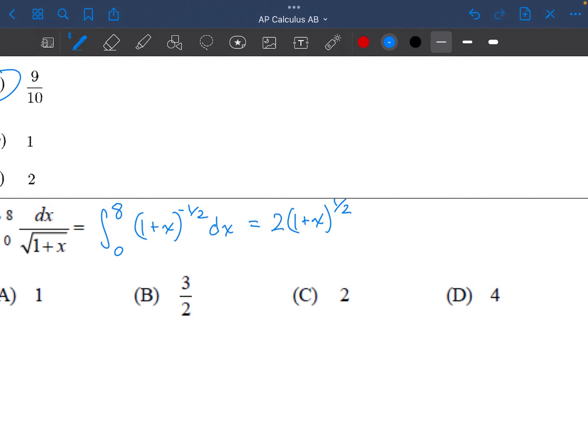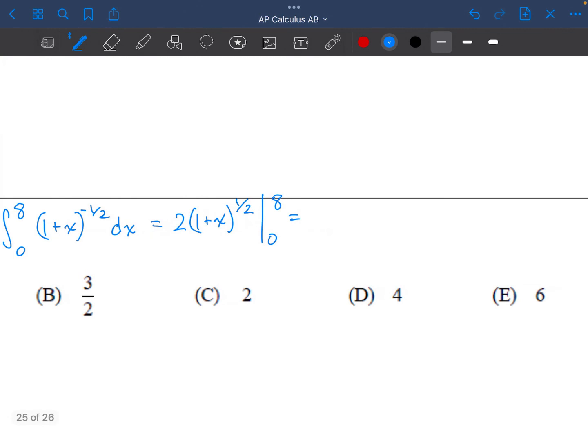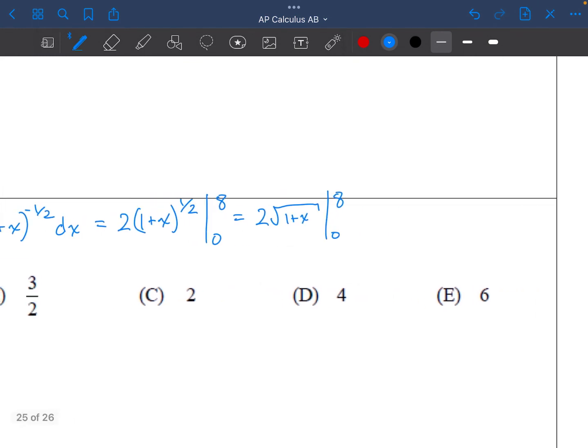And we have an evaluation bar between 0 and 8. Excellent. And again, when you have a power of a half, it's not great to do any plugging in. So I'm going to rewrite this as 2 times the square root of 1 plus x, evaluation bar between 0 and 8. Now it's ready to be plugged in. All right, so when I plug in, it's going to be 2 times the square root of, and really that 2 is being factored out, so I'm going to leave it like that. So keep the parentheses, 2 times 1 plus 8 minus the square root of 1 plus 0.